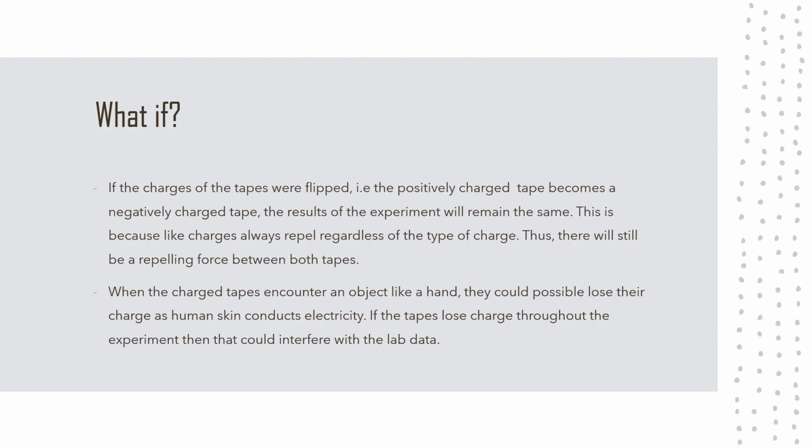However, when the charged tapes encounter an object like a hand, they could possibly lose their charge, as human skin conducts electricity, and if the tape loses its charge throughout the experiment, then that could interfere with the data and possibly skew our results.